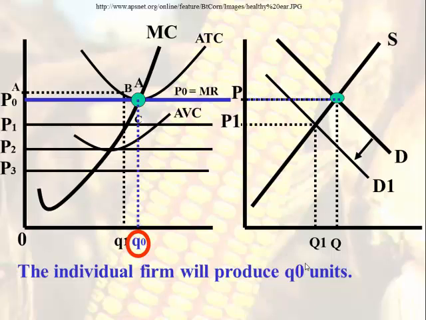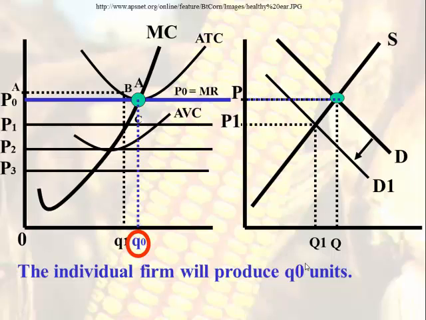Go ahead and look at the graph. Can you tell me by looking at the graph what the area is of total revenue? Remember, total revenue is the price, P0, times the quantity, Q0, to give us the area 0, P0, A, Q0.